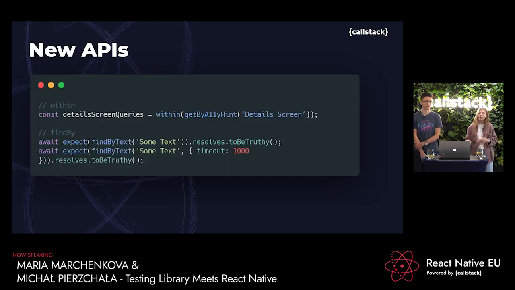New APIs: within helper and findBy queries. Within enables you to perform queries scoped to a given element and its children, mainly used for querying lists of repeated items or screens. findBy queries are a simple, yet useful combination of waitFor and getBy queries. Useful when you want to wait for some UI element to appear.